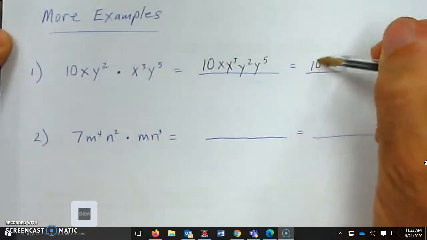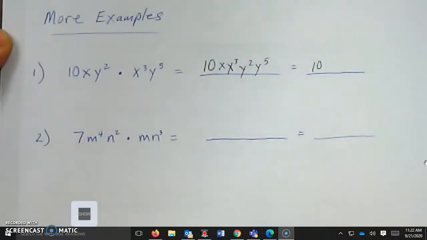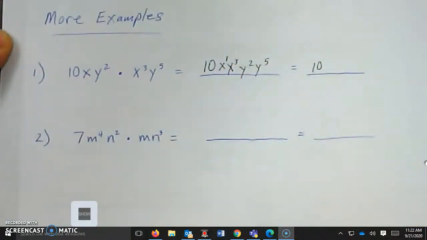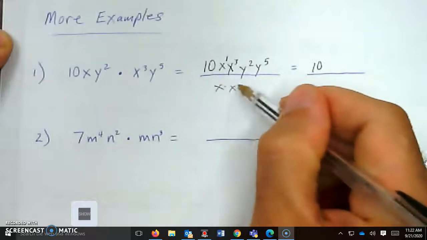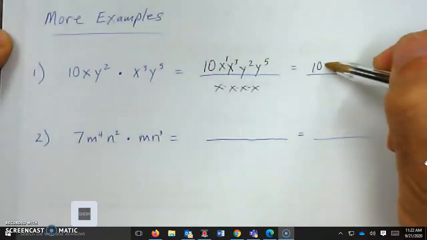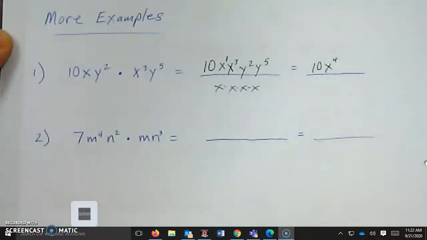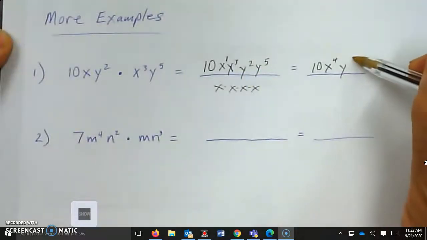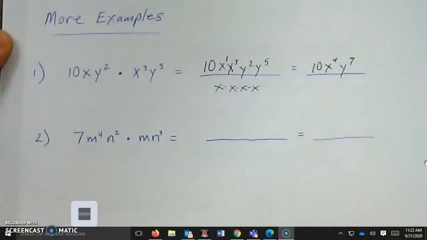10, because there is no other coefficient. And x, again, you can put that little 1 there. X times x to the third. If you wrote them out, you could count them. I'm always going to remind you of that. That's x to the fourth. Y squared times y to the fifth. Add the exponents for the y's.